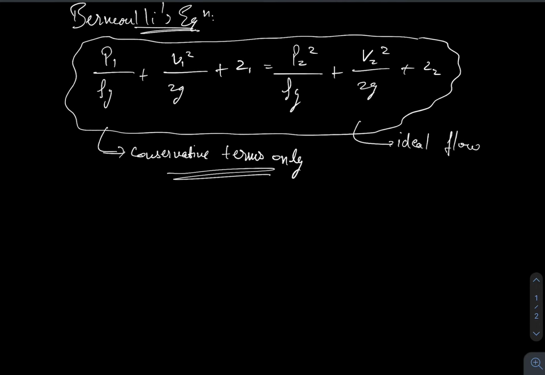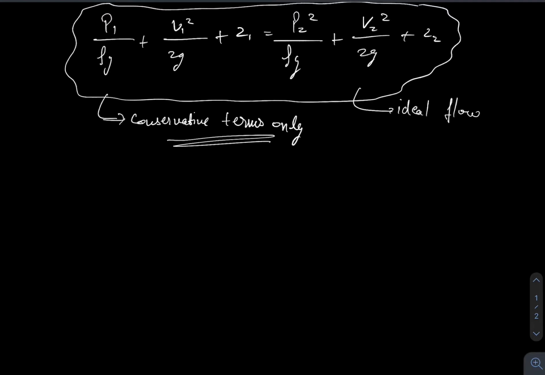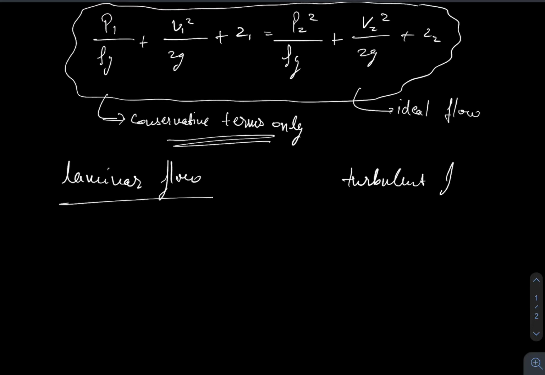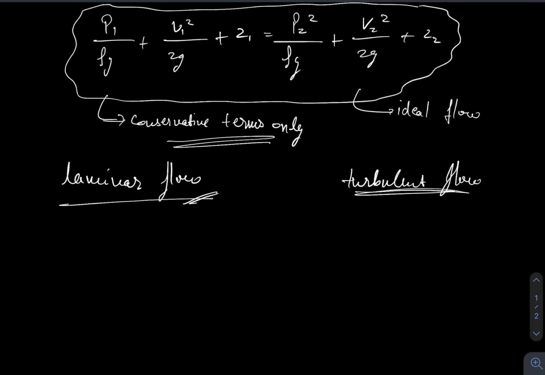Now we have studied that there are two types of flow: laminar flow and turbulent flow. Now we will study the fluid friction losses in both cases separately. First we will study laminar flow, how the losses in laminar flow can be calculated, and then we will study turbulent flow, how the viscous losses can be calculated in turbulent flow.